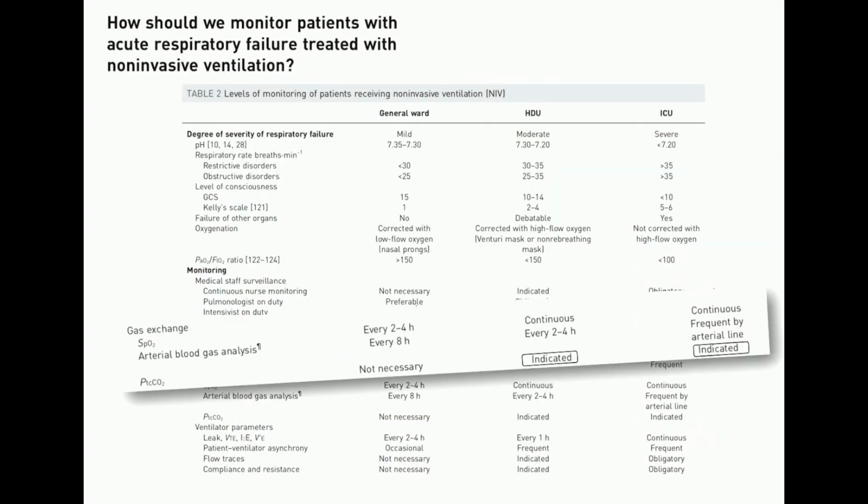This is my last slide. Here I would like to show you the data from this table published in the European Respiratory Review last year about how we should monitor patients with acute respiratory failure treated with non-invasive ventilation. As a summary, in patients with mild respiratory failure who are going to be treated in the general ward, probably it's not necessary to use transcutaneous CO2 monitoring, but in more severe forms of acute respiratory failure, or patients who are going to be treated in more specific units like intermediate care, respiratory care units, high dependency units, intensive care units, there is probably a clear indication to monitor the patients with transcutaneous CO2, avoiding several arterial punctures during this acute phase of the therapy of acute respiratory failure.